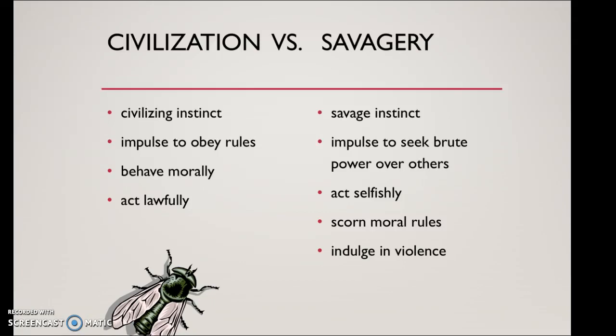On the one hand, we have a group of boys that is controlled by their civilizing instinct and their impulse to obey rules, behave morally, and act lawfully. We also have a group of boys that wants to follow their savage instinct, and they do. They follow their impulses to seek brute power over others and act selfishly. They scorn all moral rules that would control their behaviors, and they indulge in acts of violence against one another.